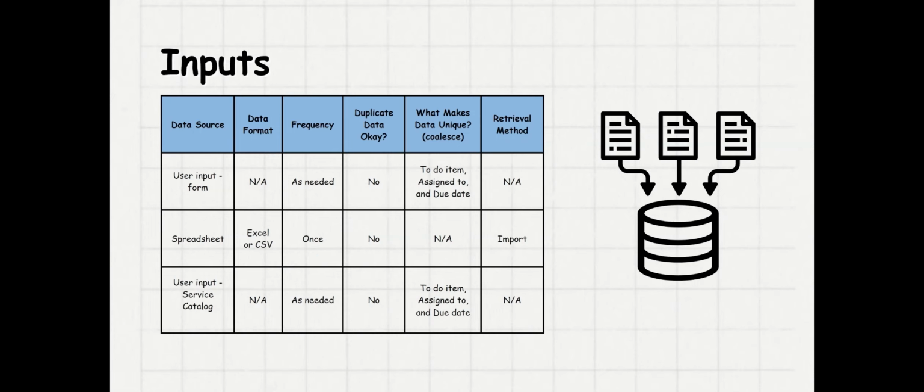And how can we make the to-do items unique? We can check the to-do item, assigned to, and due date. So these three should be unique. Then only the to-do will be unique.